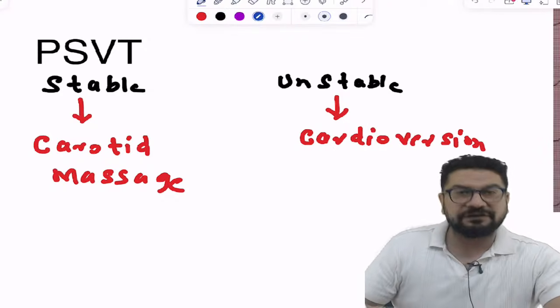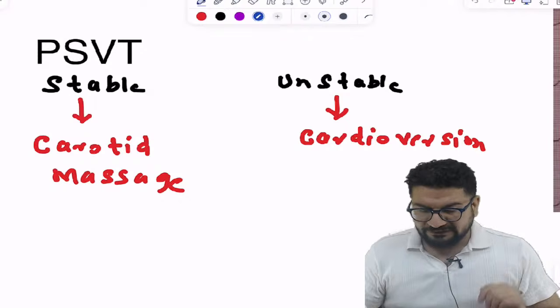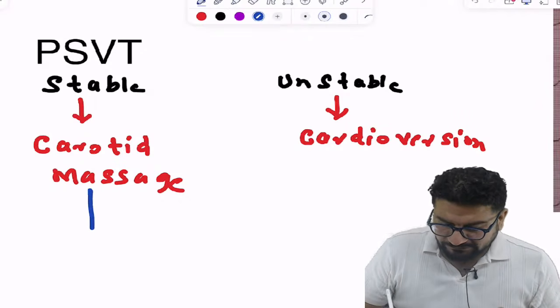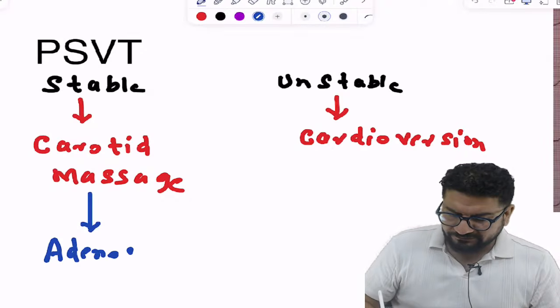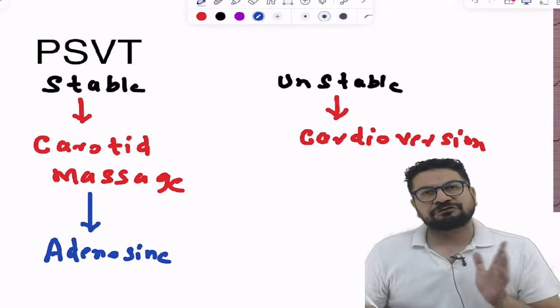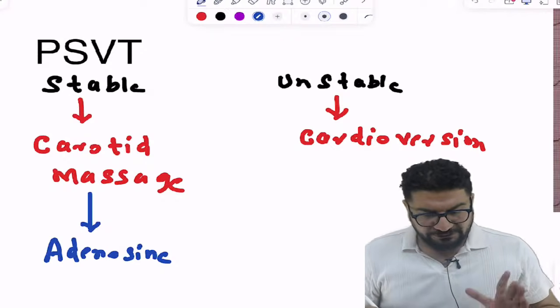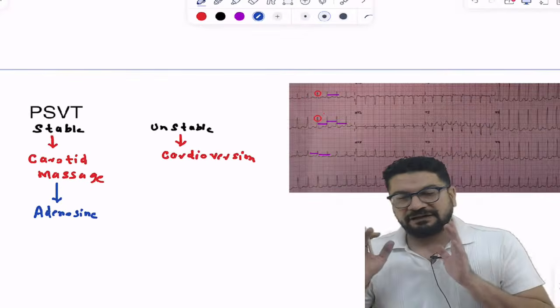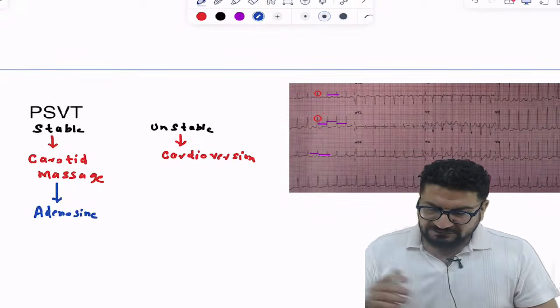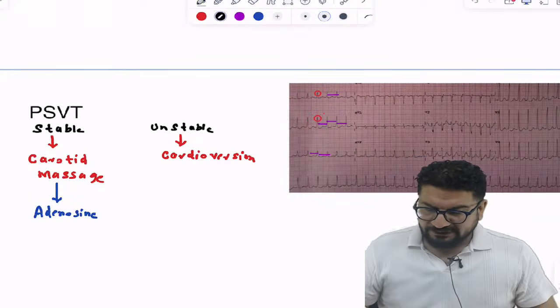Now understand this thing, when we are doing carotid massage, if it is not resolving from massage, then the drug of choice in this scenario will be adenosine. So we give 6 mg, 12 mg, 12 mg. So maximum 3 doses we can use adenosine. So this is about PSVT. You can see just here I am telling you how to identify the ECG. Okay, let's look at the next one and try to understand this thing.